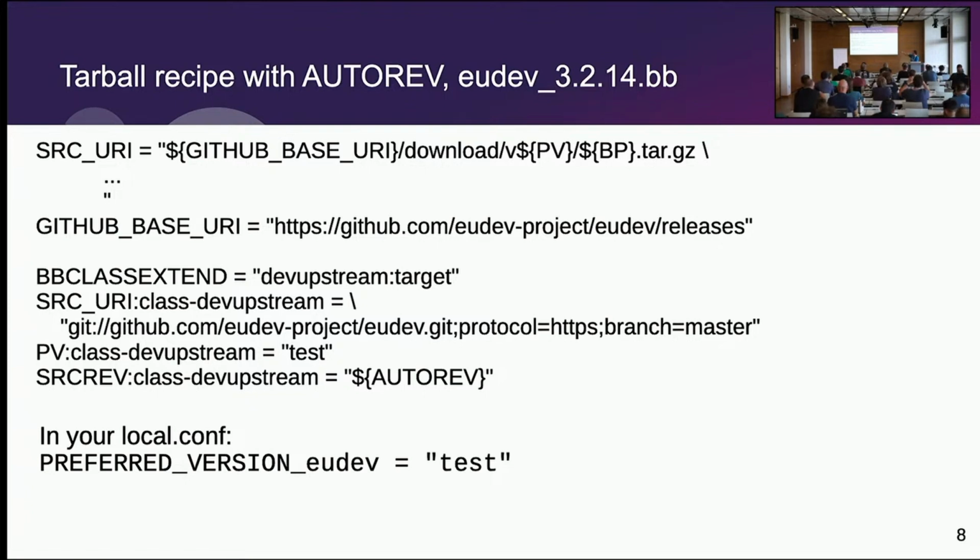And then you also set the PV. It's similar to the previous slide, but this PV is going to be used in your local.conf or whatever other configuration snippet where you set the preferred version. Then this particular set of source URI, source revision will be used. Again, that might appear out of order because I come back to the similar approach later.